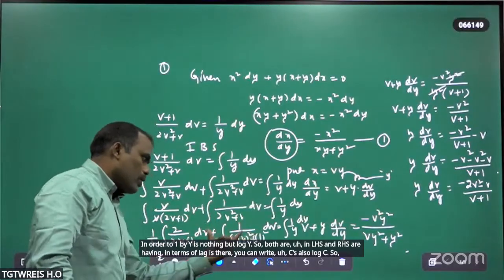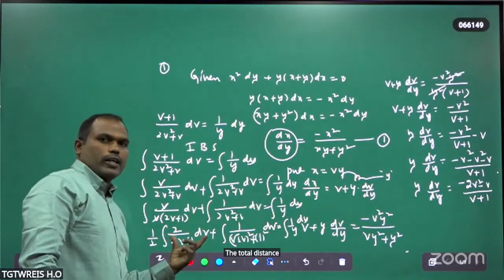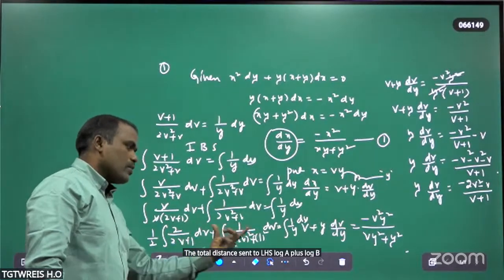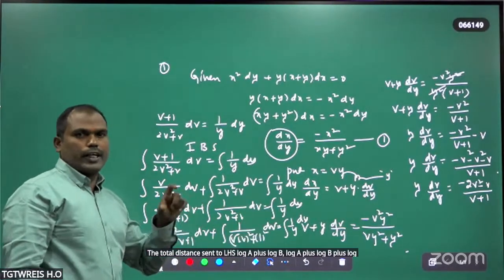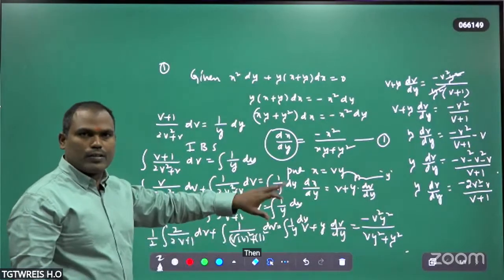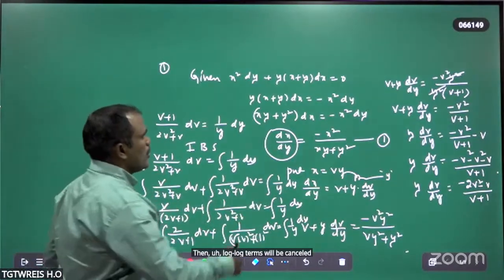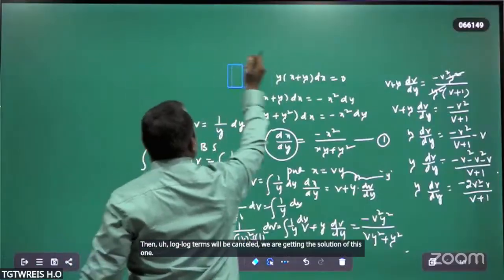So the total term sent to LHS: log a plus log b plus log c can be written as log of a into b into c. Then the log terms will be cancelled. We are getting the solution of this one. Okay.